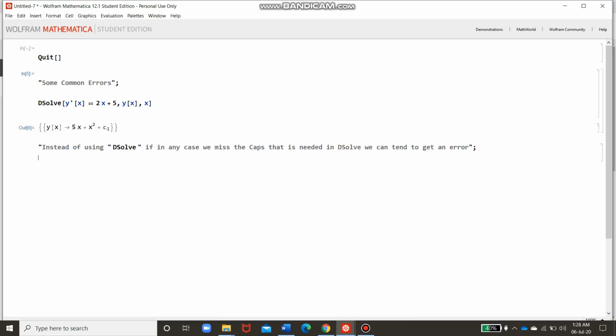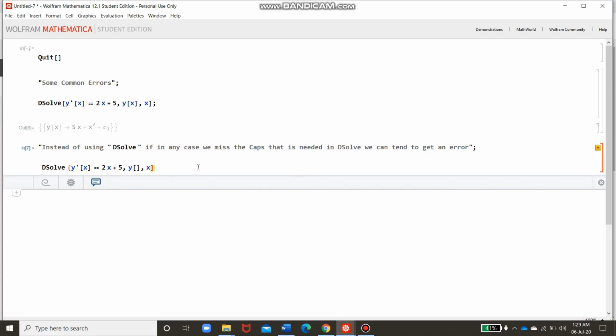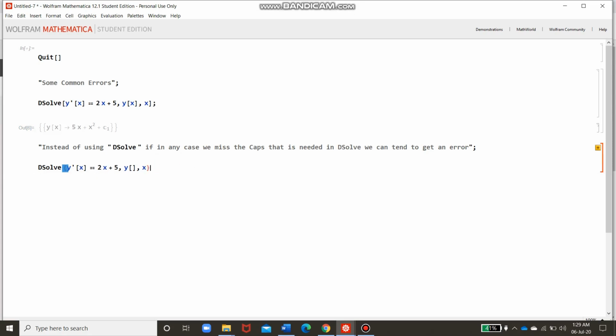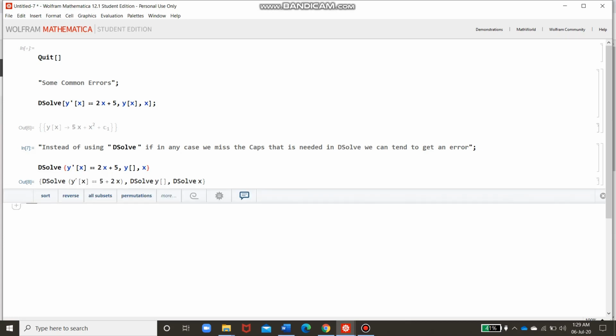And second, a common error is if you use curly brackets. For example, you use DSolve. Over here, I use curly brackets, y dash of x equal to x plus 5 y of x, comma x, close the brackets. And if I press enter, I still have some sort of an issue. I'm not getting an answer. I press shift enter, I'm still getting a wrong answer.